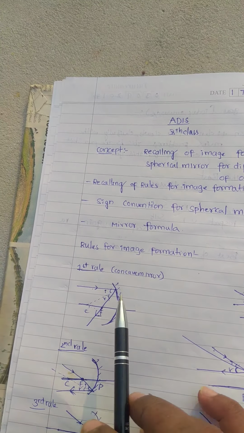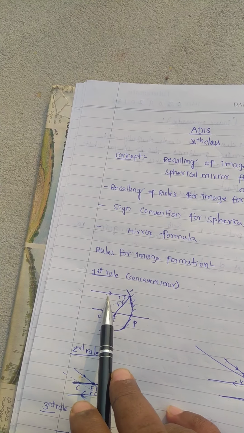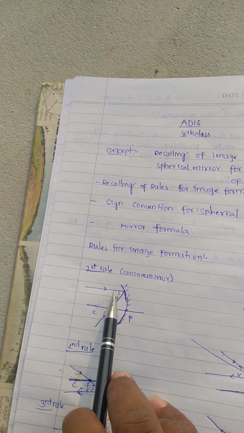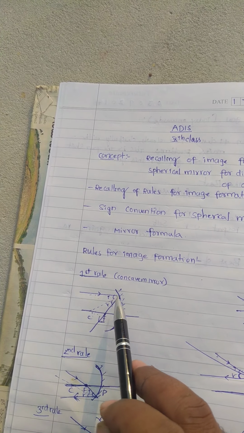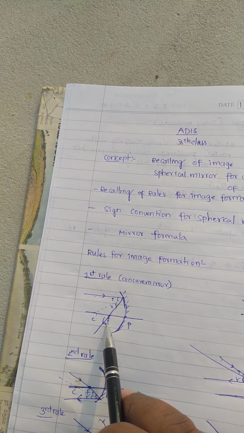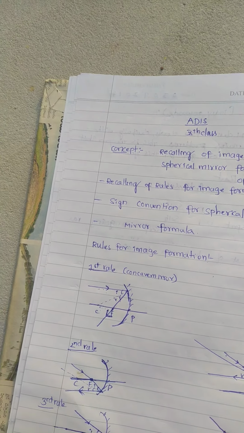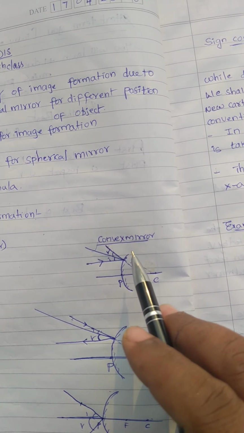So first rule: when the incident light ray, this is the incident light ray, this symbol represents the direction of the incident light ray. Yes, we understood, here this light ray is going this side. So the incident light ray is passing parallel to the principal axis. After reflection, the reflected light ray passes through the focus. It is a reflected light ray, it is the incident light ray. It is for a concave mirror, and we know here it is a convex mirror for the first rule.